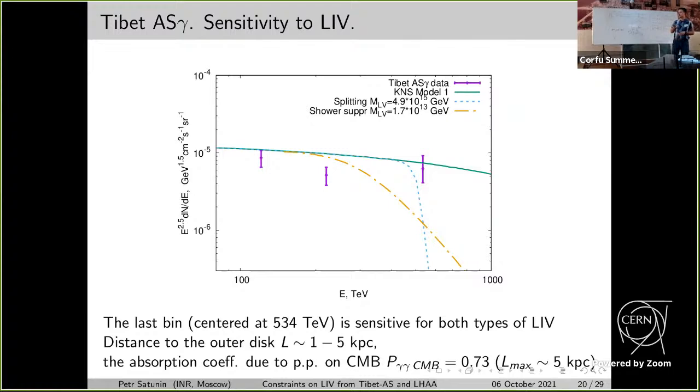Here we show the prediction of photon splitting for the superluminal LIV scenario. It's the yellow line, and the blue dotted line is the prediction of the subluminal scenario, in which we consider both processes, shower suppression and pair production on the CMB. The shower suppression is the leading order process, and pair production on the CMB gives a correction to this shower suppression bound. We take the maximal distance to the sources from this outer galactic disk as 5 kiloparsec. The absorption coefficient due to pair production on the CMB is 0.73.